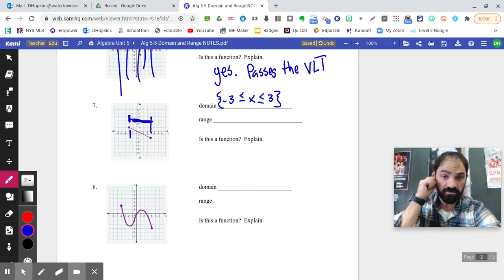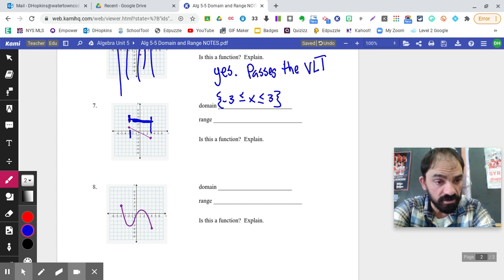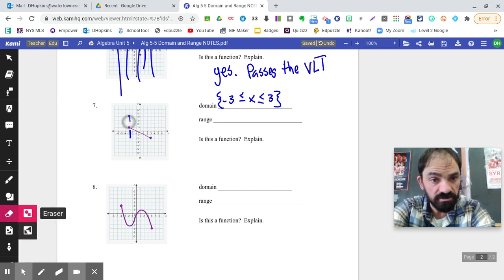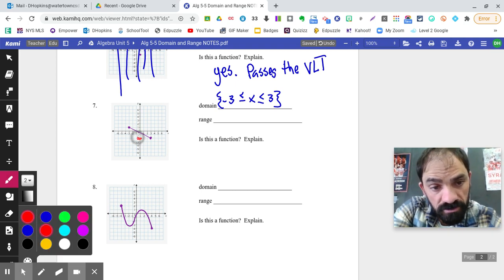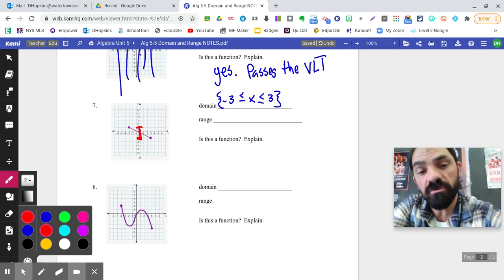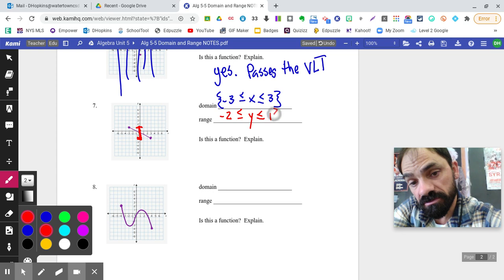And the range is the y values, how far high it goes, how far low it goes. So let's erase this, maybe even change color. The lowest it goes is -2. The highest it goes is +1, and it's everything in between, right? So -2 to 1, and it's my y values.